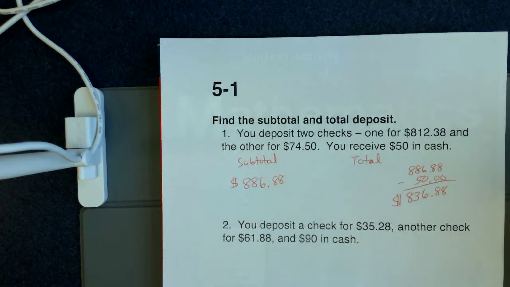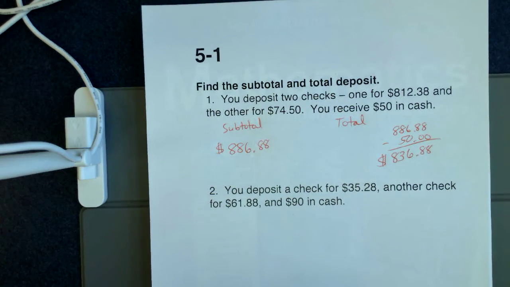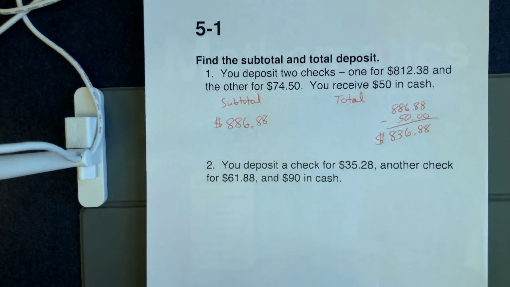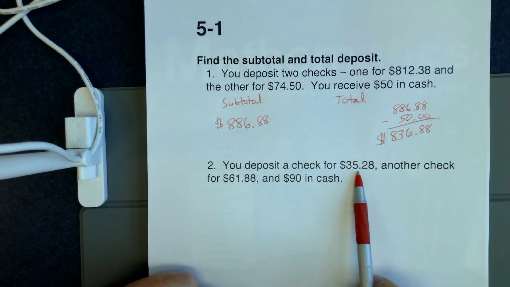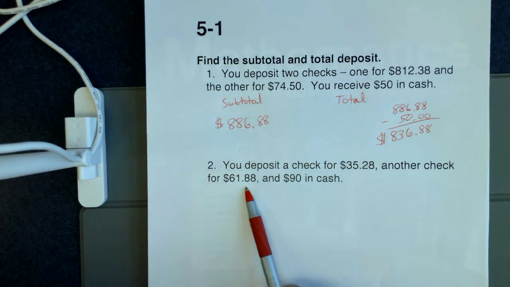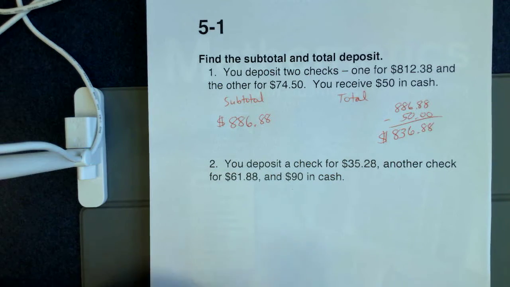Now, sometimes your subtotal and your total will be the exact same thing. If you look at number 2, this is going to be an example of that. On this one, you're going to deposit a check for $35.28, another check for $61.88, and $90 in cash. All of this money is going to be deposited into your account.